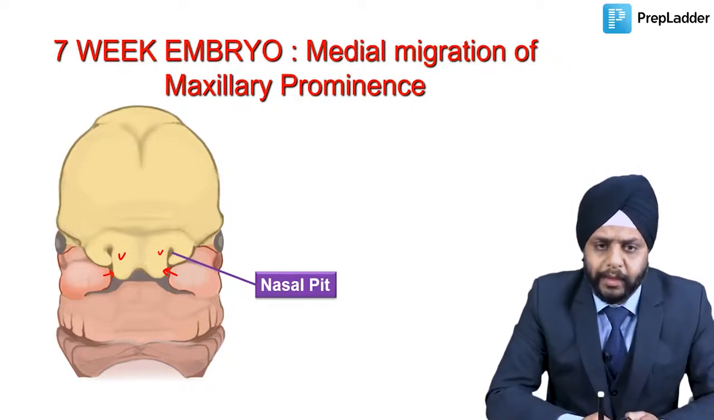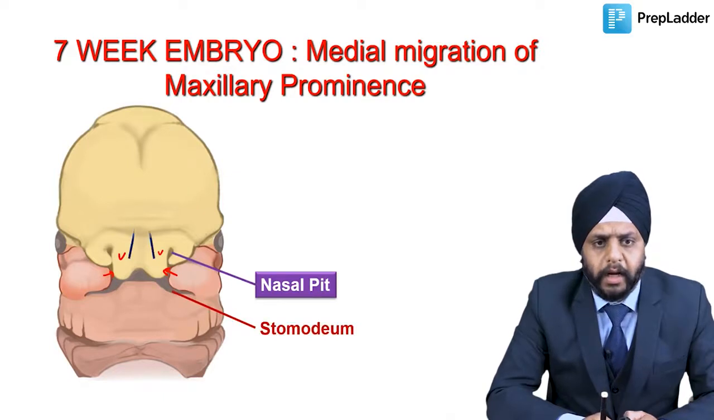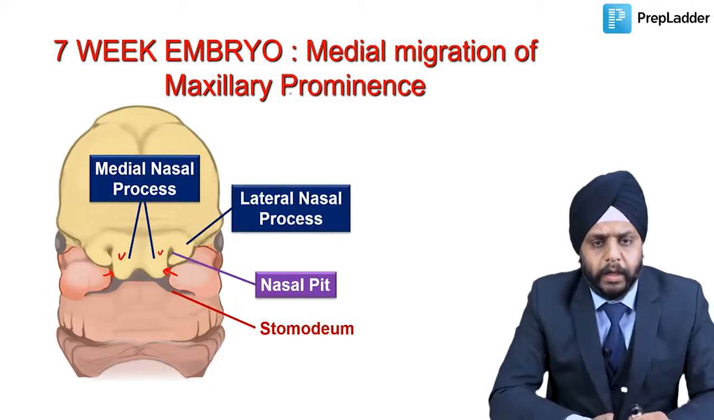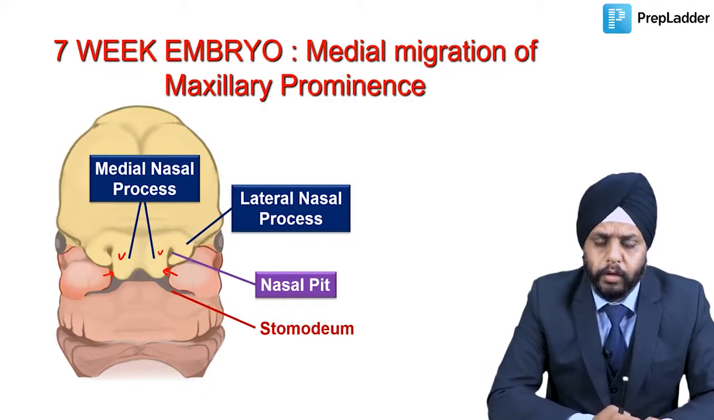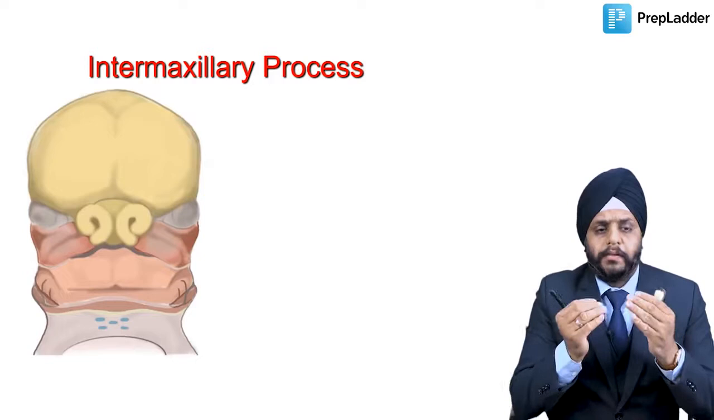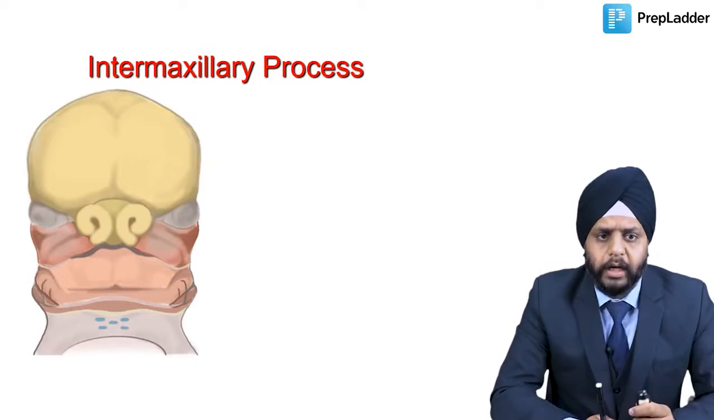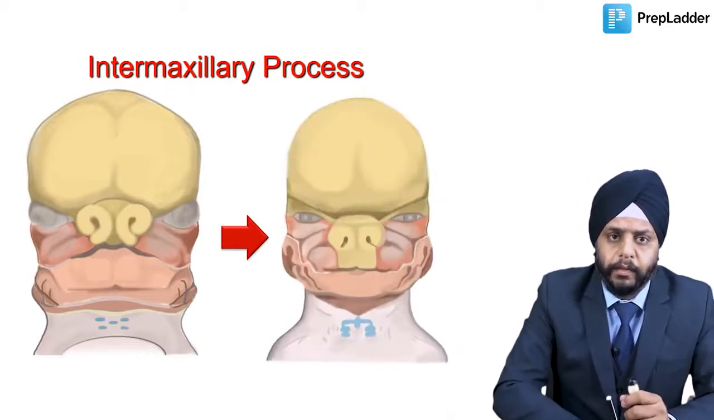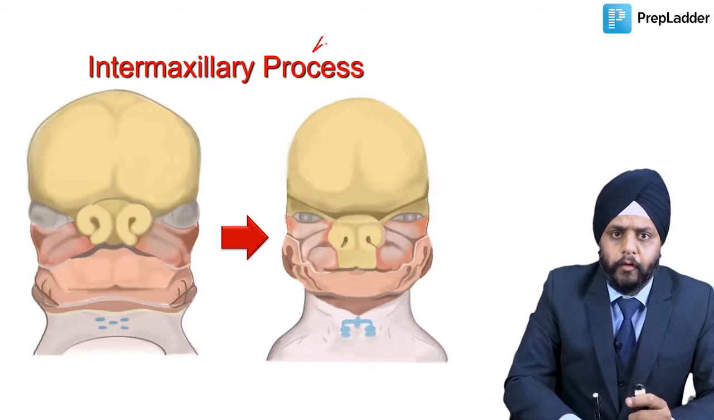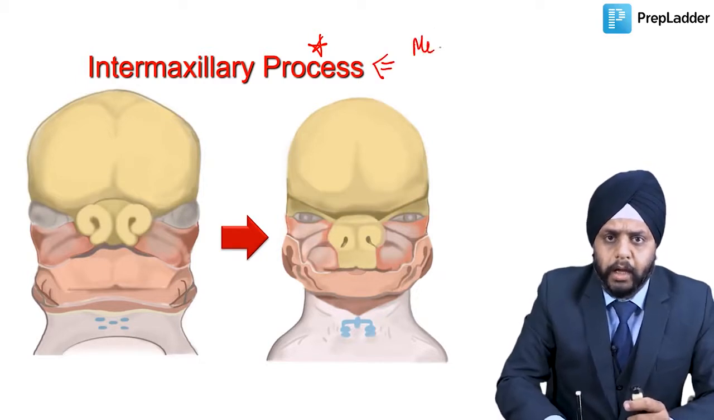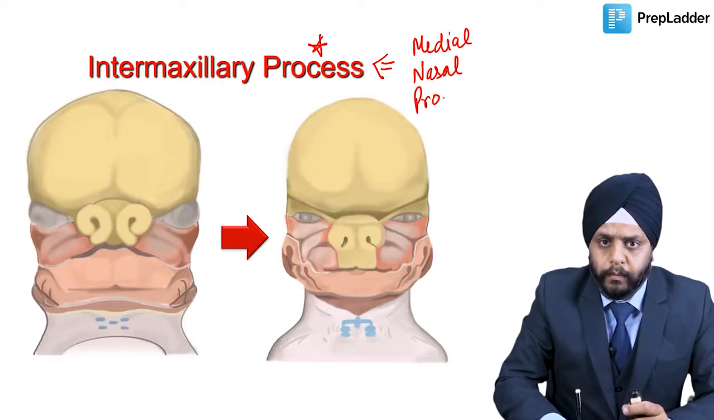So we can once again see the nasal pits, we can see the stomodeum in this diagram, we can see the medial nasal processes which are being pushed by the maxillary processes, and we can clearly see the lateral nasal process also on both the sides, right? Okay, now what happens? The two sides' medial nasal processes come together and fuse and form the intermaxillary process. So the intermaxillary process is formed by the fusion of two medial nasal processes.